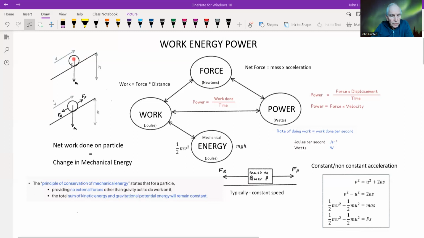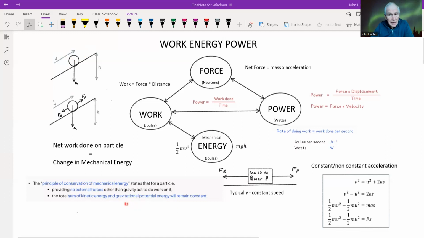So that sort of thinking gives rise to this. The principle of conservation of mechanical energy states that for a particle, providing no external forces other than gravity act to do work on it, the total sum of kinetic energy and gravitational potential energy will remain constant. So the mechanical energy will remain constant.